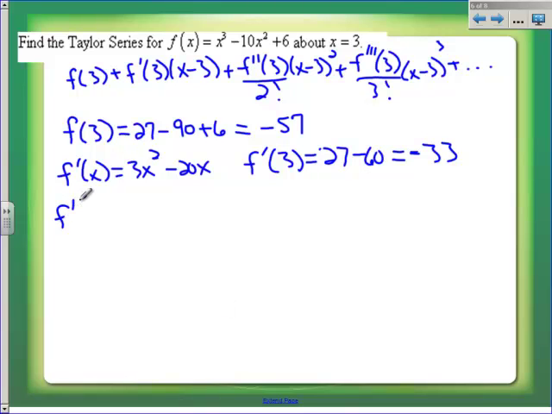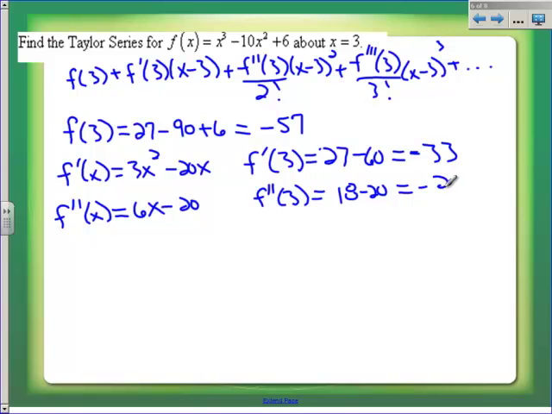All right, well, how about the second derivative? The second derivative will be 6x minus 20. So the second derivative at 3 will be 18 minus 20, which is negative 2. What about the third derivative? Well, that's just 6. So the third derivative at 3 is 6. And what about the fourth derivative?